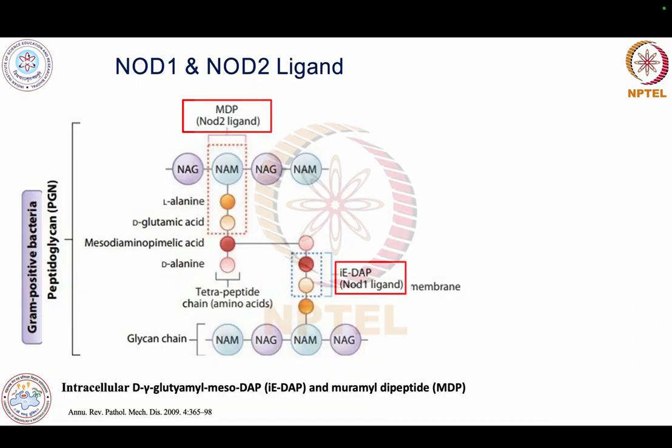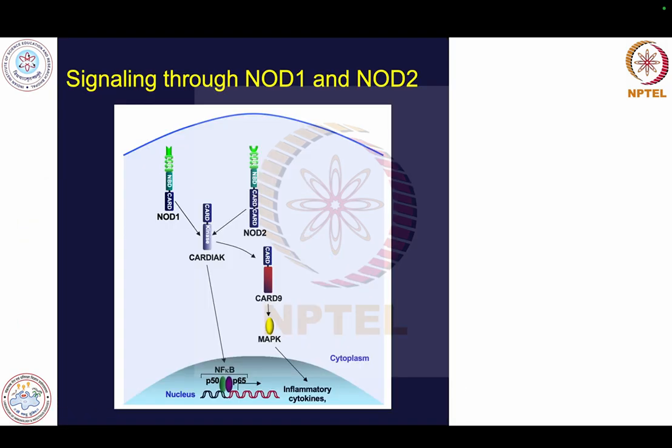Okay, NOD1 and NOD2 ligands. Gram-positive bacteria have peptidoglycan. The NOD2 ligand is MDP. There is an NAM and NAG glycosidic bond, where L-alanine, D-glutamic acid, and D-alanine are bound, and then these are linked with another glycan chain. So this intracellular iE-DAP, that is D-gamma-glutamyl-meso-diaminopimelic acid, and muramyl dipeptide (MDP) signal through NOD1 and NOD2, ultimately acting on MAP kinase and NF-kappa B.